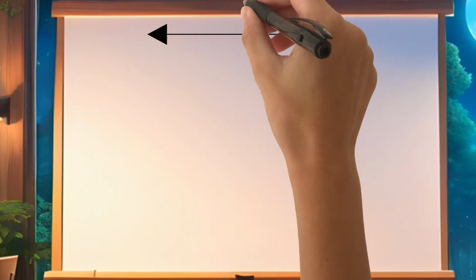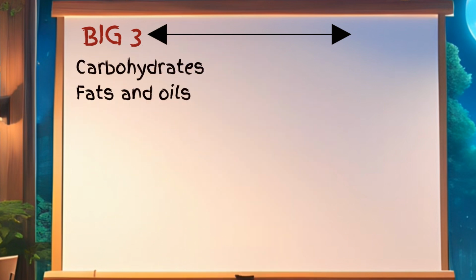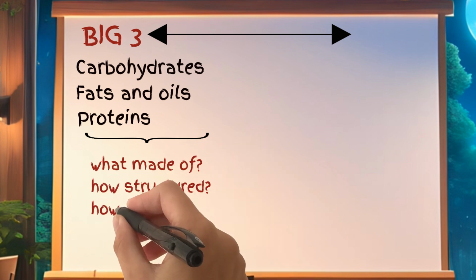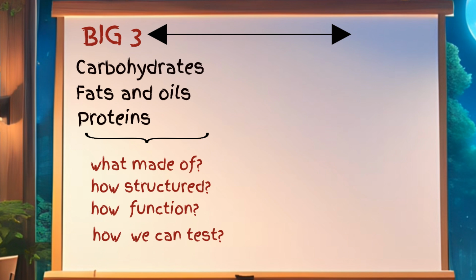In part 1, we'll explore the big three: carbohydrates, fats and oils, and proteins. For each one, we'll break down what they're made of, how they're structured, how they function inside your body, and how we can test for them using simple lab techniques.